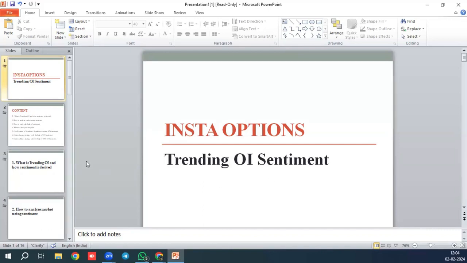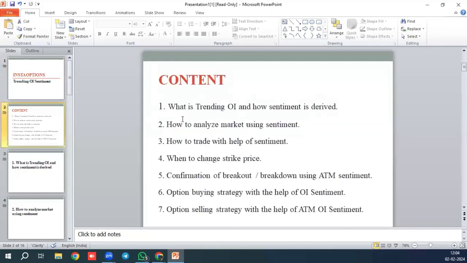Okay. Now, let me just tell you what all we are going to cover in this session. It is going to be for 1 hour, and we'll be covering what is trending OA and how sentiment is derived. Okay. And how to analyze market sentiments and how to trade with the help of sentiment, when to change the strike. Okay. This all I'll explain you in detail, and confirmation of breakdown using ATM sentiment, and option buying strategy and option selling strategy using this sentiments. Okay, so this is what we are going to cover.